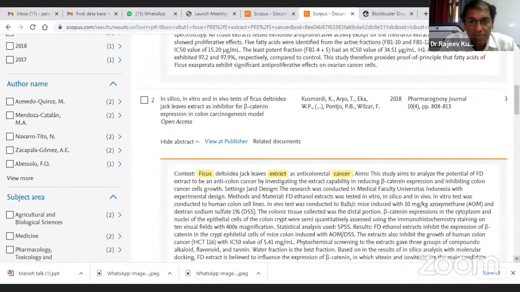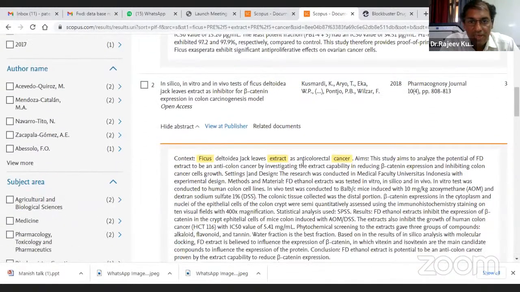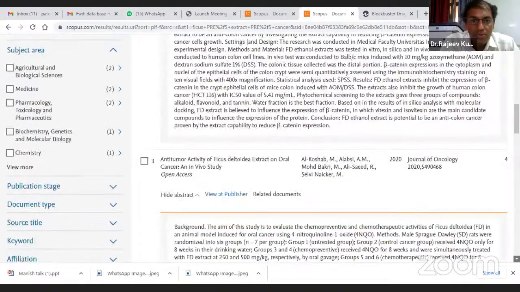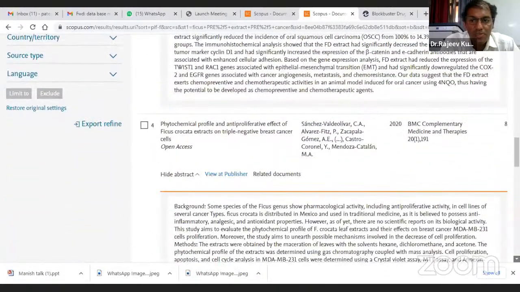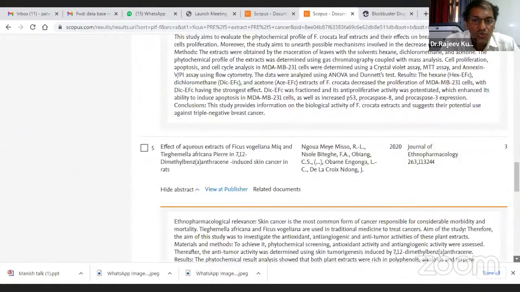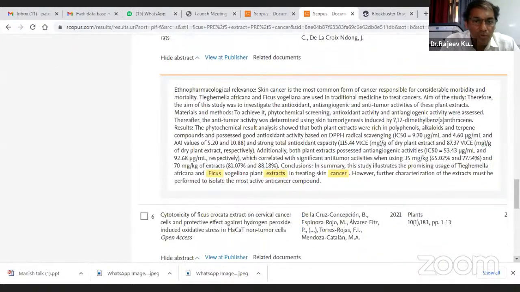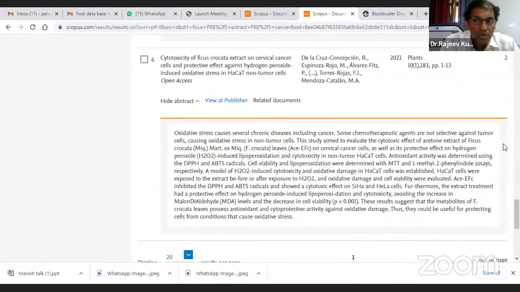And here I can see that ficus extract has been used to treat anticolorectal cancer. So these 6 documents are the most relevant documents that you should study before filing a patent for your invention.